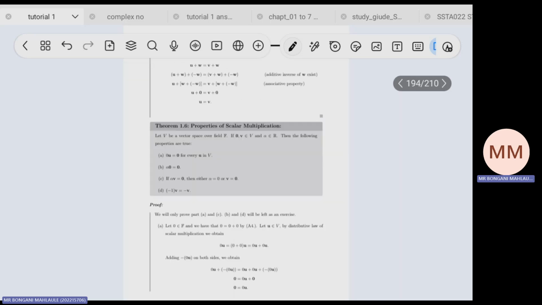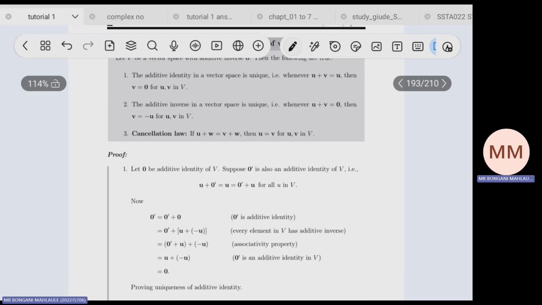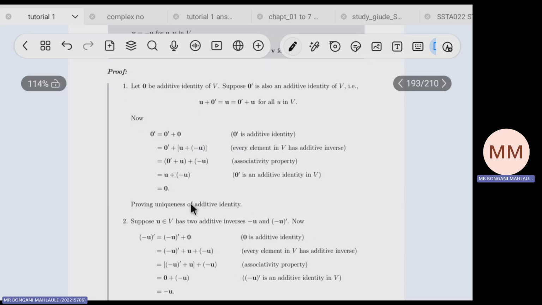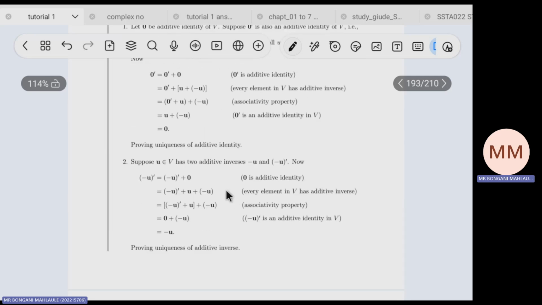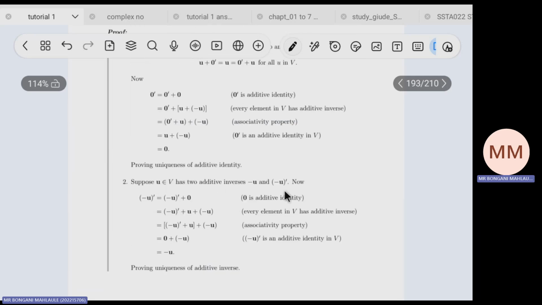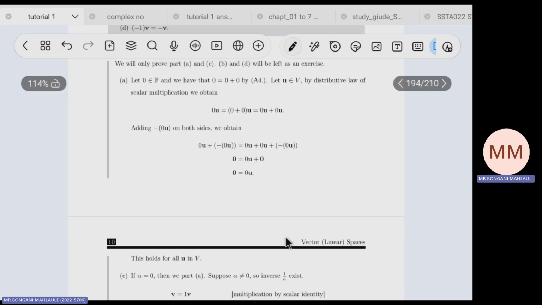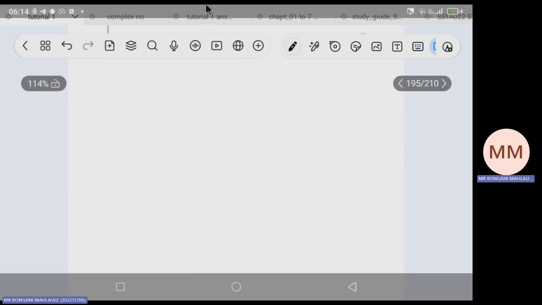So we have got the elementary consequences of adding vectors. I've got three proofs: you have your additive identity, additive inverse, and cancellation law. And we also have the one for scalar multiplication. So we have four of them, and you should be able to prove them before the test.